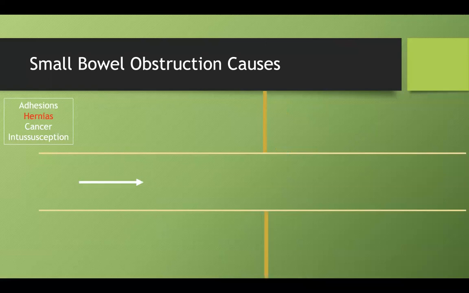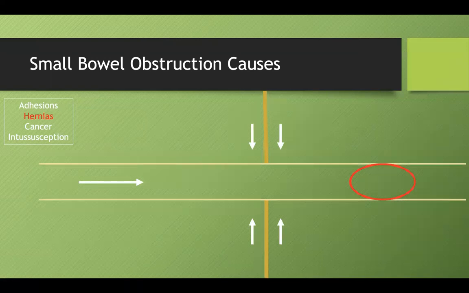Hernias, imagine a portion of your bowel gets pushed through an area that it's not supposed to get pushed through. So what can happen here is that this area is now constricted right here where it pushed through. It can have an external force compressing it, pushing it down, and you can get an obstruction in this way.